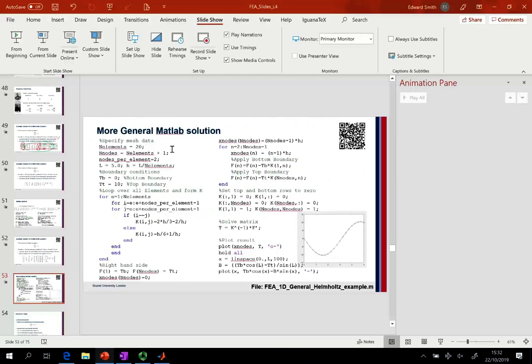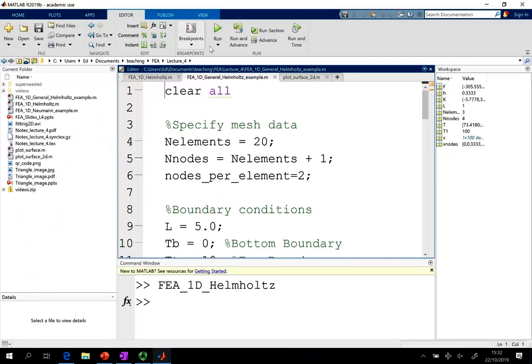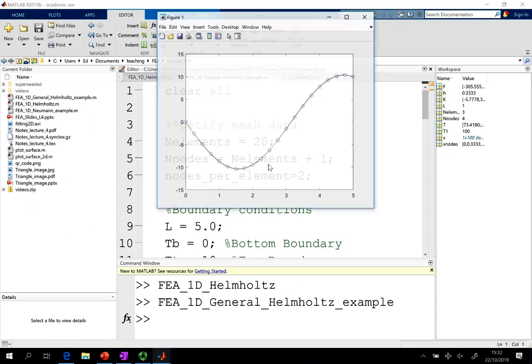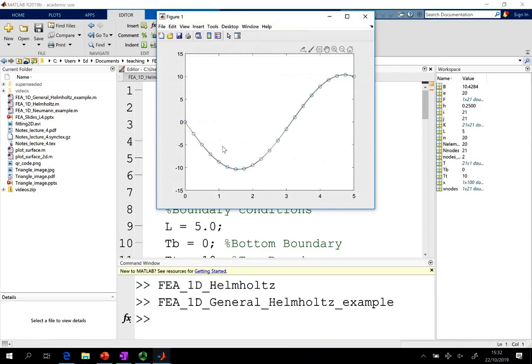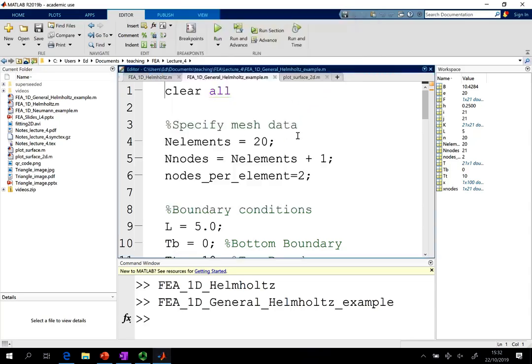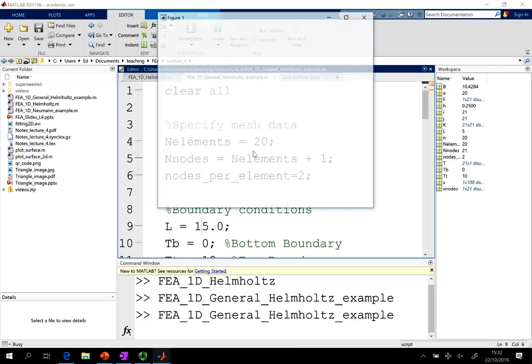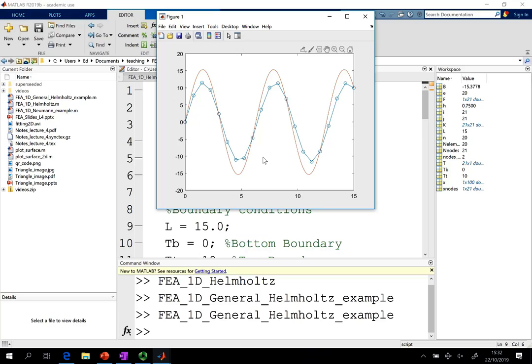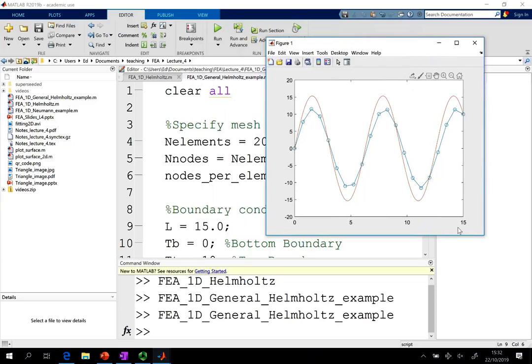So for this general solution, which we'll run here in MATLAB, in this case, I put 20 elements, and you can see I've actually taken a wider range from 0 to 5. So you can see the approximation for sine and cosine. Now, what we can do is take much longer ranges. So let's say we took 15, keeping 20 elements. And what you can see is that the elements start to be a poorer and poorer approximation. So in this particular case, we have a domain size of 15, so that's physically 15 long.